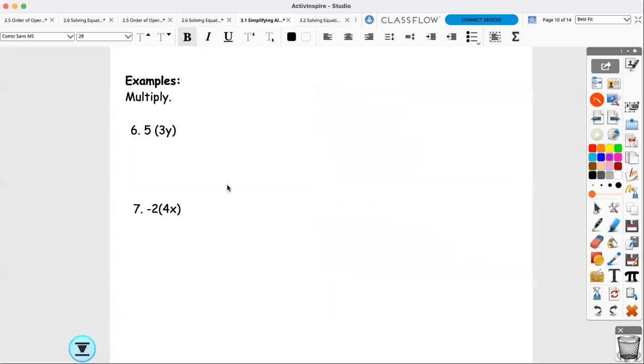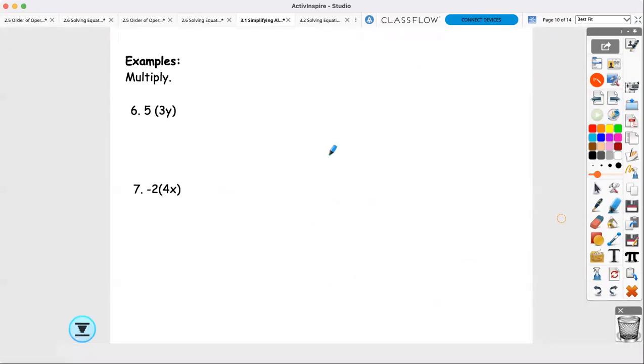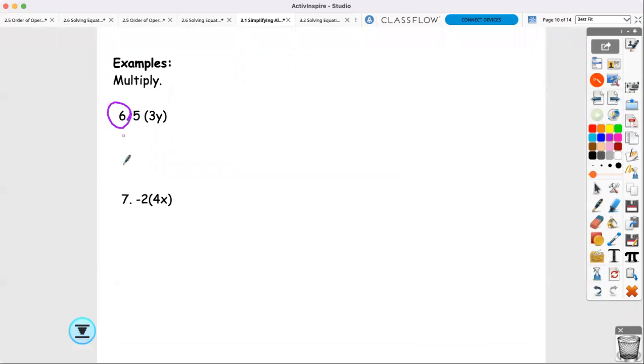Now here's examples 6 and 7. This is other examples, guys. I'm gonna give you 1 minute to copy them down. So we're doing 5 times 3y and -2 times 4x.